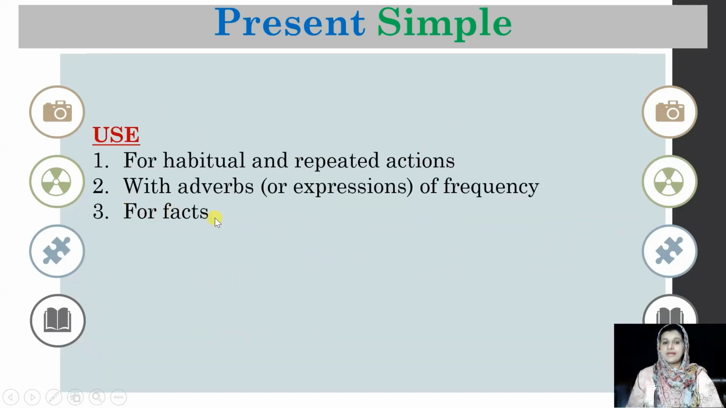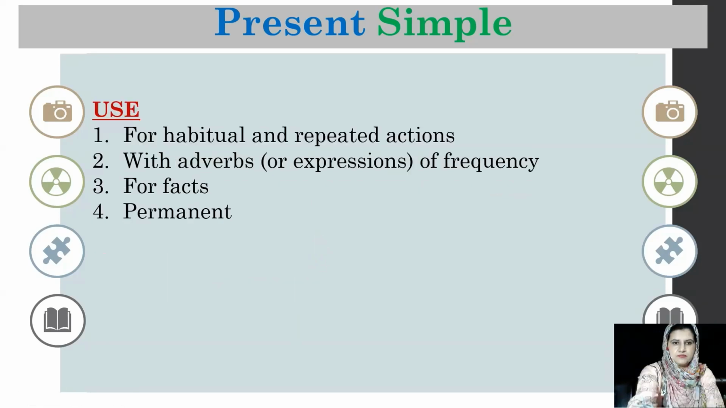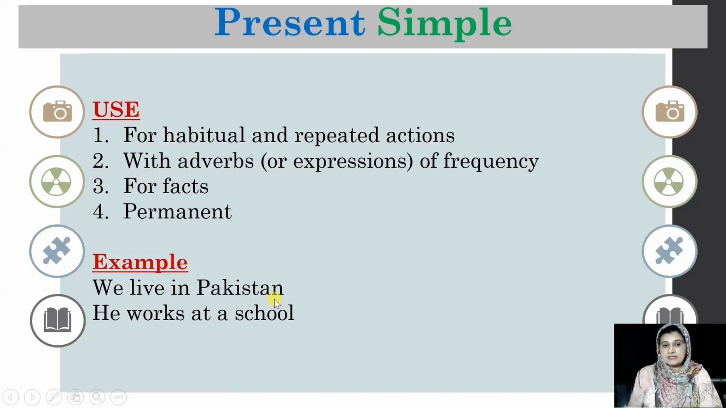Third, for facts or universal truth. For example, water boils at 100 degrees centigrade. So this is a universal fact and it is shown through simple present tense. Number 4, permanent. It means something which is being done permanently. For example, we live in Pakistan. This is something which is permanent. I live in Pakistan. Or he works at a school. The profession. This is also something which is permanent.